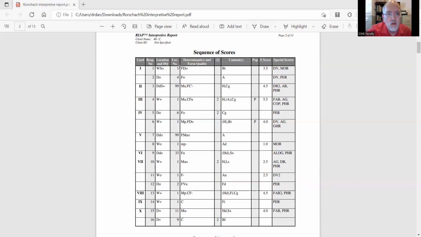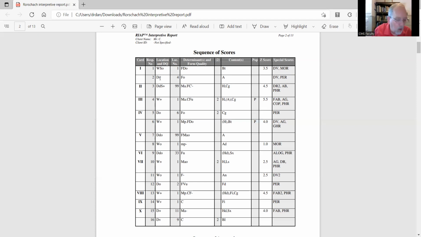Now you wouldn't know it's ordinary unless you have the full Exner system with you. If you have the full text, or if you're using the computer system, you would see that this is a whole response with the space being incorporated, and is considered to be an ordinary response for using the whole card.